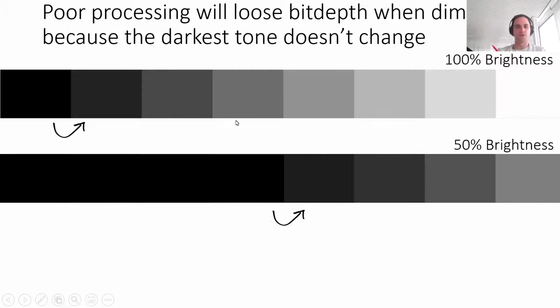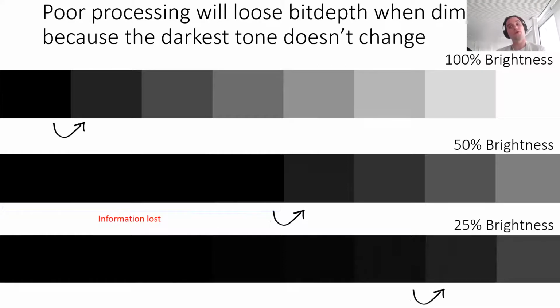So if we step back with equal increments to the black, you'll notice that there are quite a lot of steps that we are missing, specifically in those darker areas. So we lose that information when we are dimming to 50% brightness. And if we would go even further than that, to 25%, we lose even more information. So it's very important. This would happen if we would do nothing in the processing and just rely on our driver pulse width modulation bits.